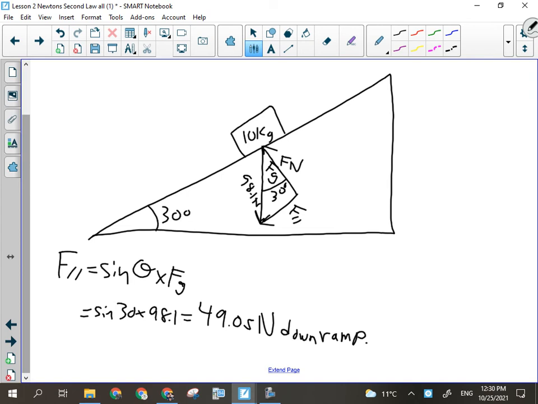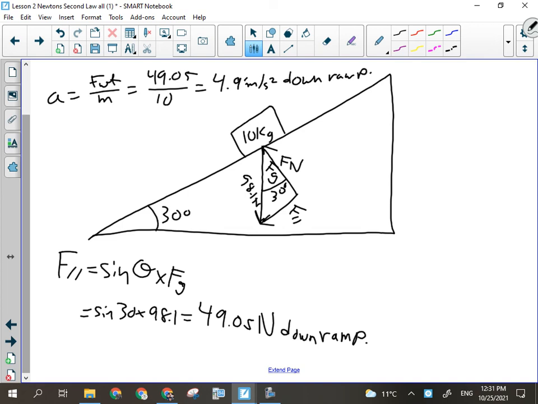No? Okay. All right, so now I've calculated my net force. It's the vector sum of those two forces. Can I calculate the acceleration now? Okay. So my acceleration will be F net divided by m, 49.05 divided by 10, 4.91. Actually, we only have two significant digits here, so 4.9 meters per second squared down the ramp.